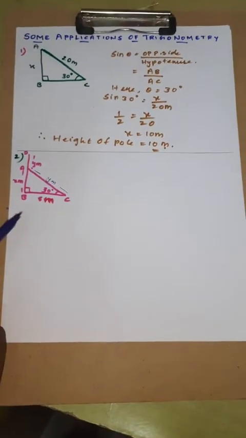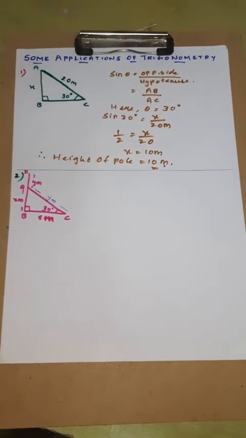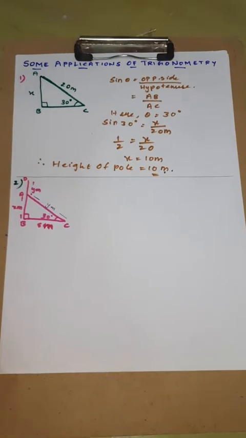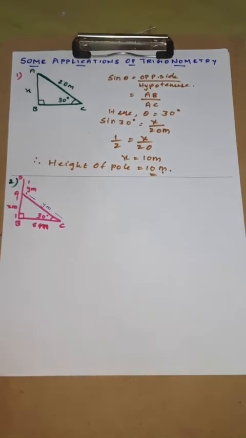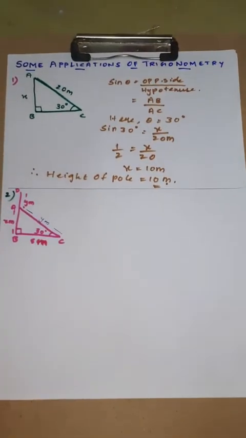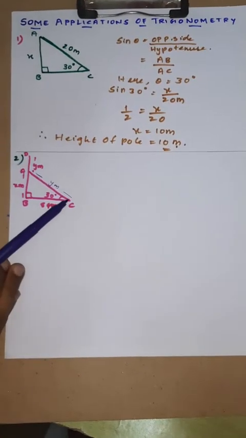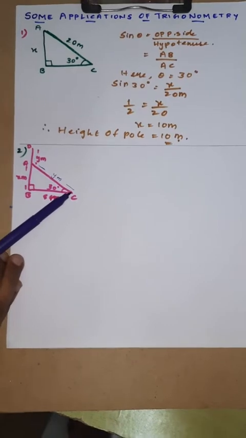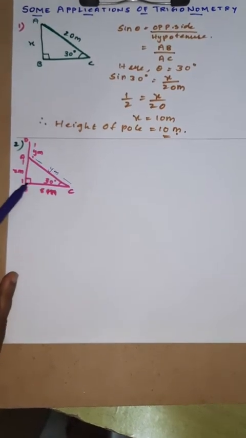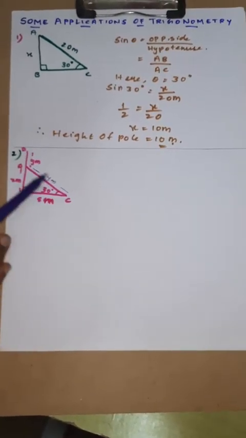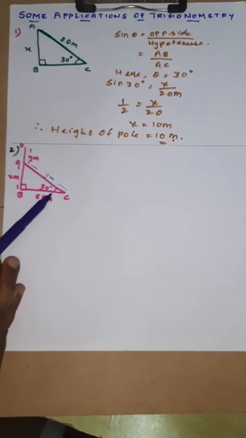So here's the second figure for you. Let me read out the question and explain the figure simultaneously. A tree breaks due to a storm and the broken part bends so that the top of the tree touches the ground. This is the top of the tree. It is touching the ground, making an angle of 30 degrees with it. So this is the ground. This is the top of the tree which is touching the ground, making an angle of 30 degrees with it.